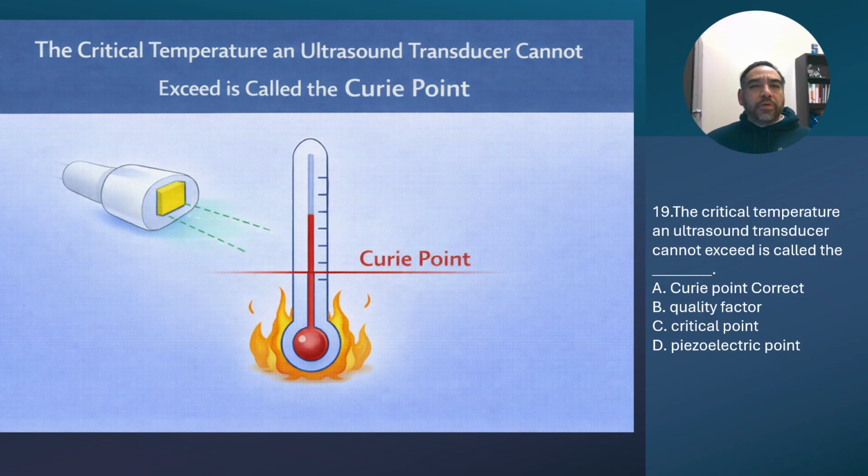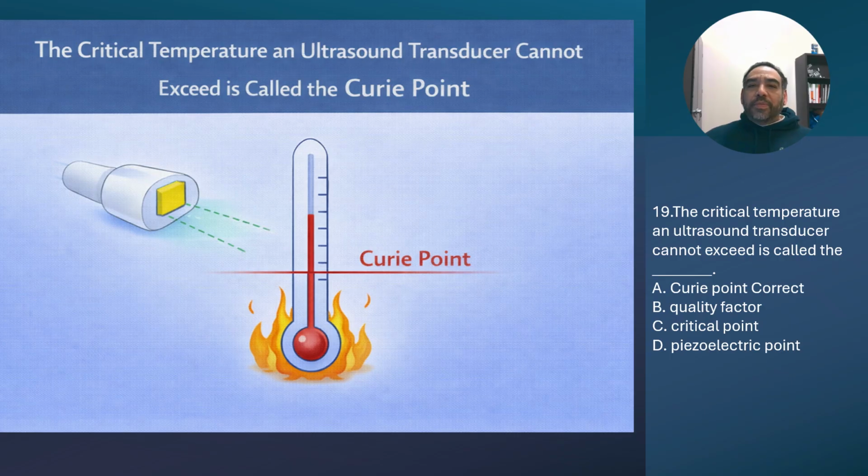So you might be able to debate one of these answers in some of these questions, but just drop it and try to understand how they see it. D is the piezoelectric point. And again, this is not an actual technical term. The correct historical and physical term is Curie point.